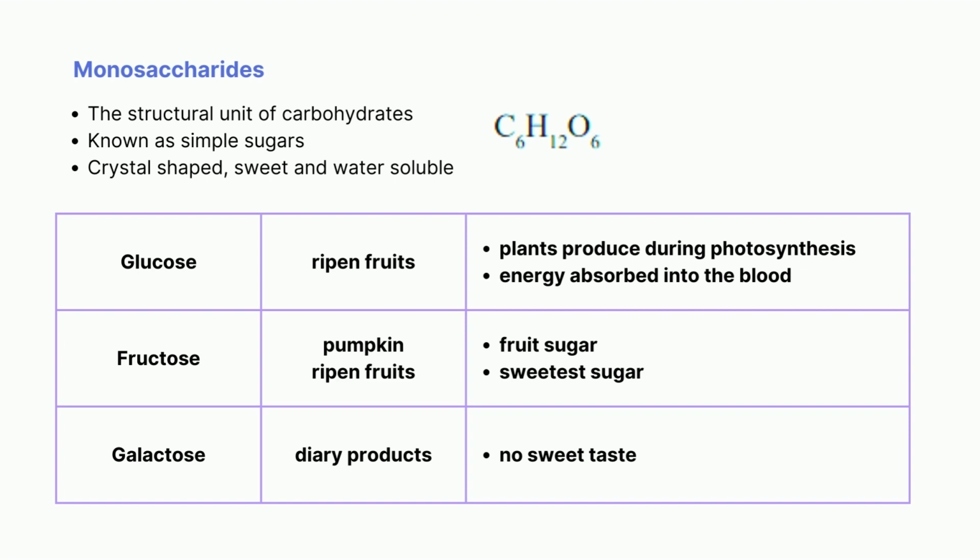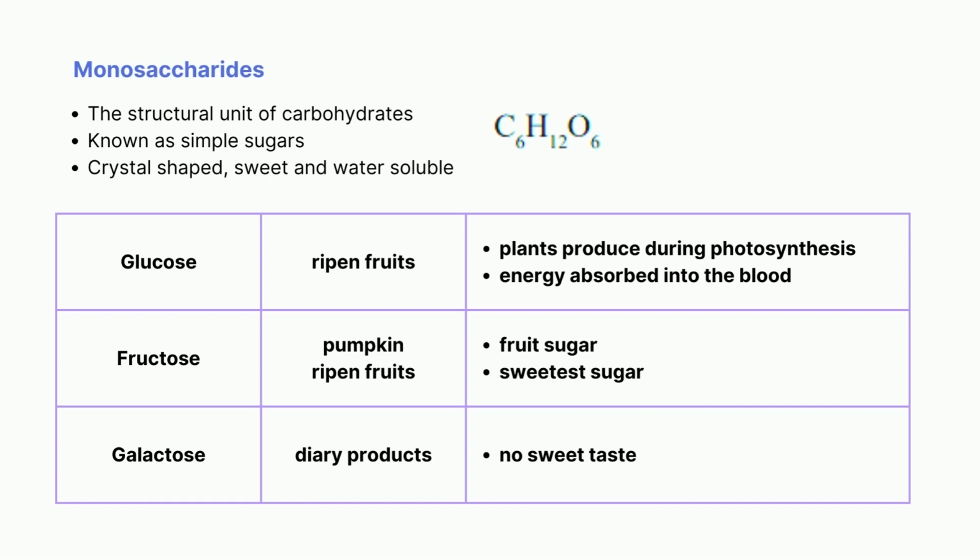The second monosaccharide is fructose. Fructose is one of the main components in ripened fruits. It is a sugar found in ripened fruits, therefore we call it fruit sugar. Also it is present in bee honey, pumpkin, and carrots, and I'm sure you would have eaten all these food items, and you know all of them have a sweet taste. Fructose is the sugar that has the sweetest taste, so this is the sweetest sugar.